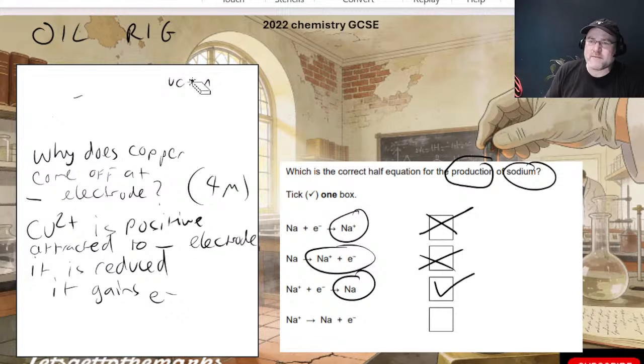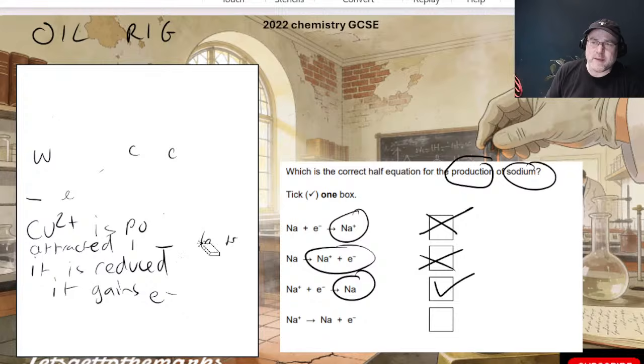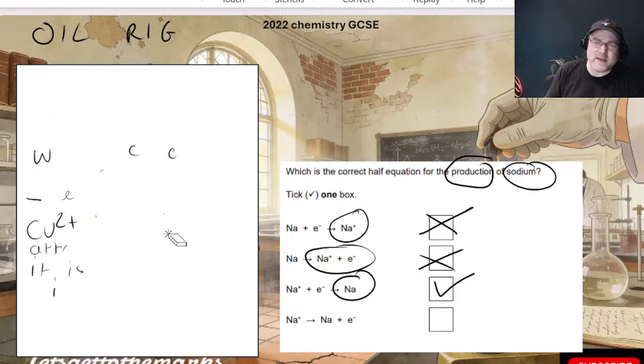It doesn't matter if that is aluminium. It doesn't matter what metal that is. You just got to balance the plus with the electrons. And in electrolysis, the metal ions are gaining electrons. Okay.